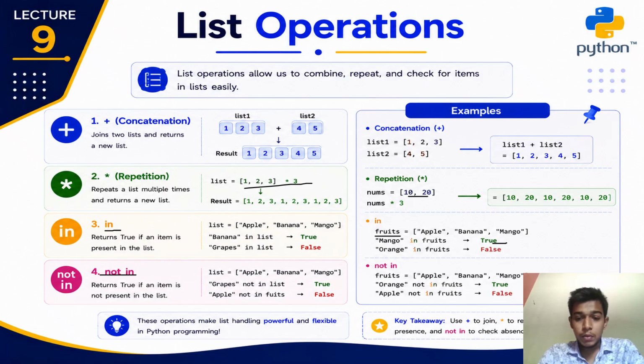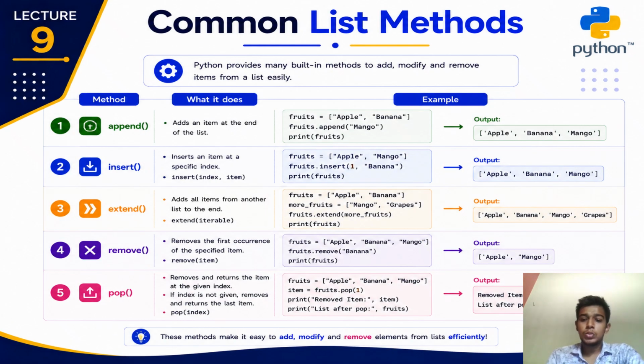Now in the next slide, we will explore common list methods, where we will learn how to add, remove, search, and modify list elements using built-in Python methods. So far we have learned what lists are, how to create them, and some basic operations. Now let's explore some of the most commonly used list methods in Python. These built-in methods help us add, insert, extend, remove, and delete elements from lists easily. Here you can see five common methods.